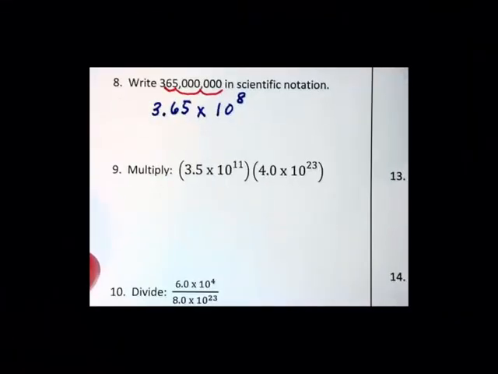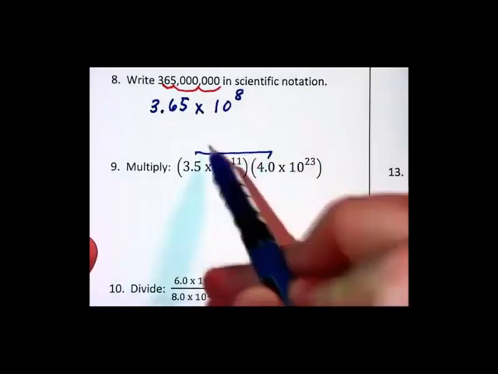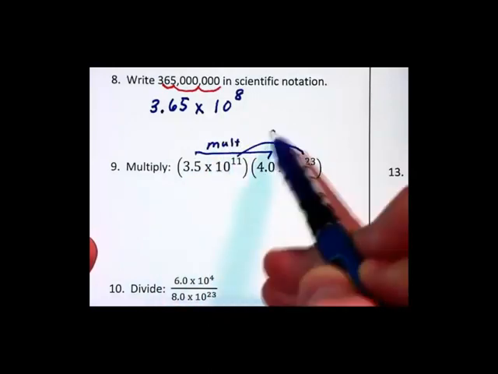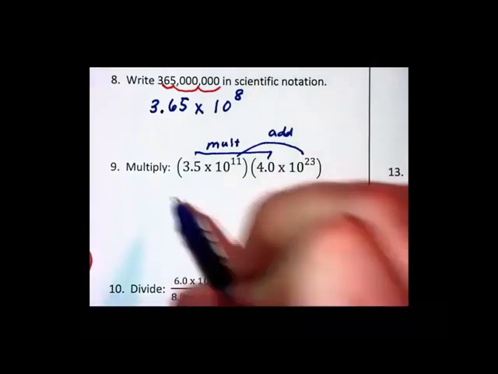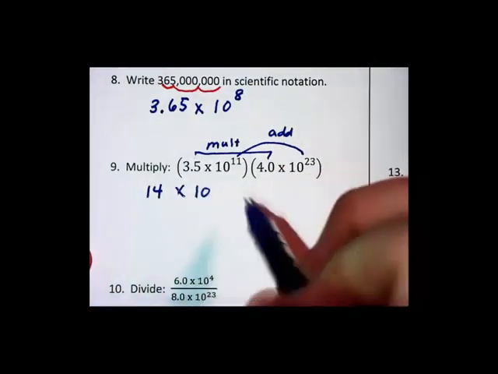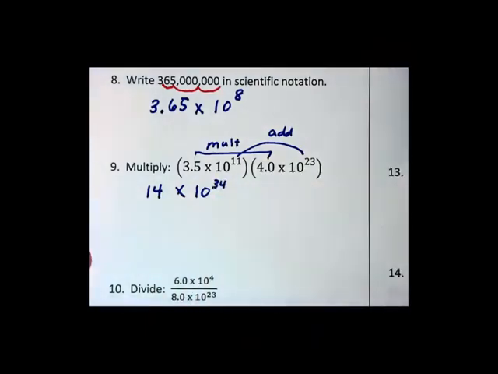When we are multiplying with scientific notation, we multiply these leading numbers and then we add the exponents that we see there. So 3.5 times 4 makes 14 times 10 to the add exponents and get 34. We can't leave our answer there.